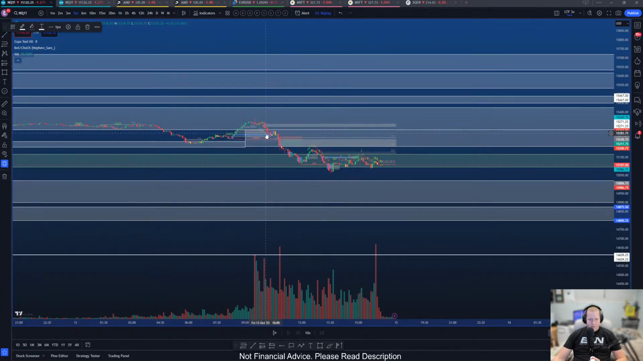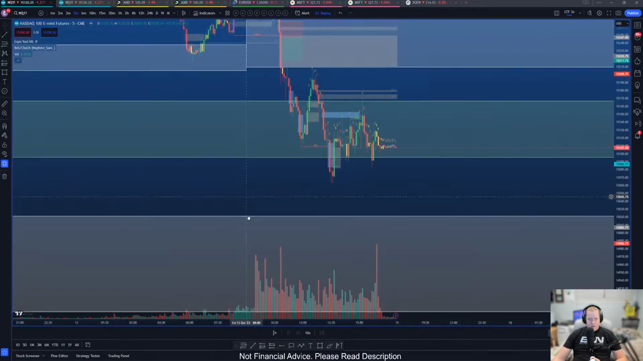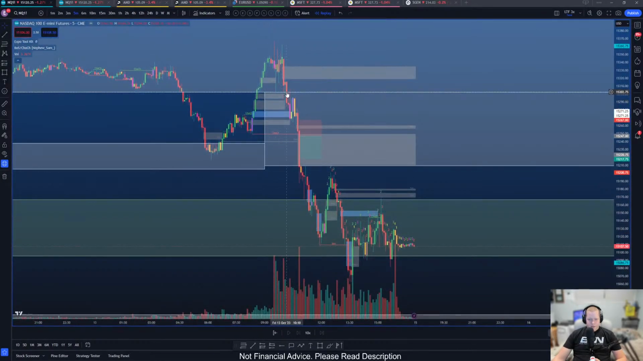10:10. Oh yeah, after we broke the initial structure here, that would have been obviously a really good short. After that change of character, I would have wanted price to come up here and do something like break, boom, boom, boom. That would have been the cleanest price action for me.